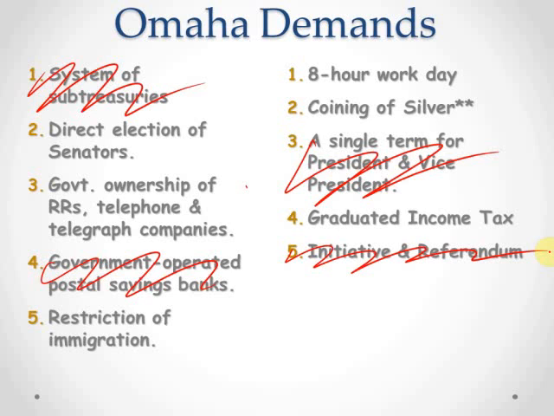Number 2, government ownership of railroads, telephone, and telegraph companies. Why do we want this? Why do we want the government to own railroads? How do we benefit if the government owns railroads? How do we benefit, folks? If the government owns railroads, no more trust? Not just no more trust, but more directly, how do we benefit if the government controls railroads, telephones, telegraphs?